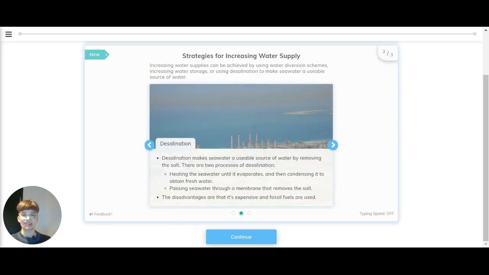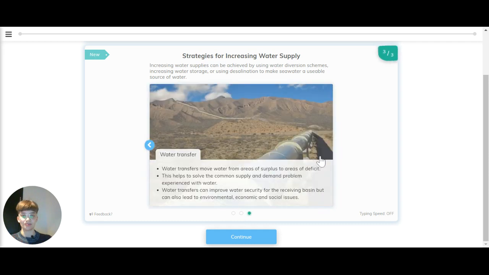Desalination. Desalination makes seawater a usable source of water by removing the salt. There are two processes of desalination: heating the seawater until it evaporates, and then condensing it to obtain fresh water, and passing seawater through a membrane that removes the salt. The disadvantages are that it's expensive and fossil fuels are used.